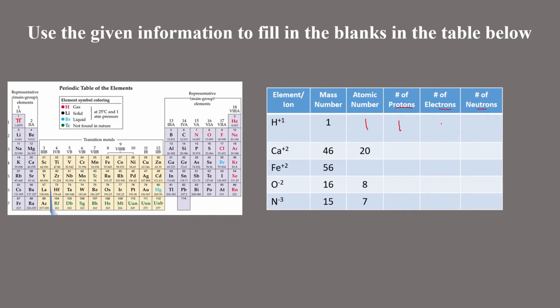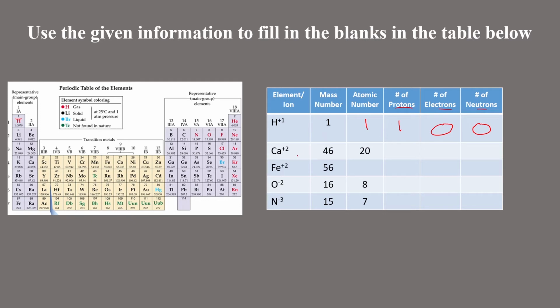To find the number of electrons for a cation, it means it has 1 less electron than the total number of protons. So if the total number of protons is 1, 1 less than this number is going to be 0. For neutrons, you have to find the difference between the mass number and atomic number, and the difference is going to come out 0. So we have 0 electrons for this hydrogen.